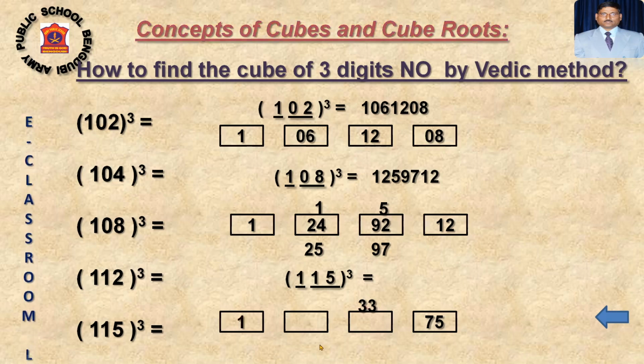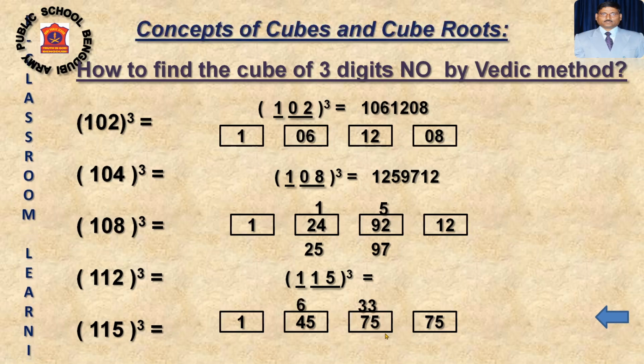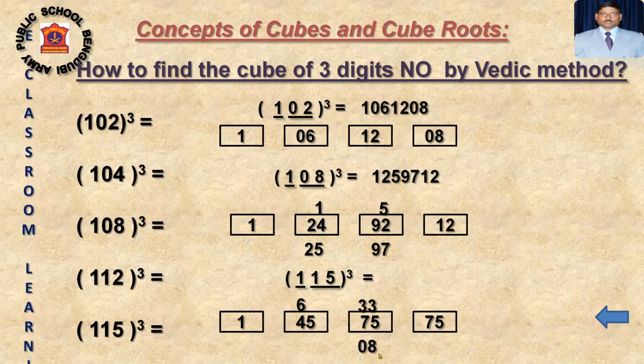1 cube is 1. Now 1 square multiplied by 15, that means 15. 15 multiplied by 3 is 45. Now 15 square is what? 225. 225 multiplied by 3 will be 675. So 75 will be here, 6 will be carried forward here. Now you add. After adding, what I am getting? So it is already 2 digit. Now if you add together, 75 plus 33 is 108. So 8 will be here and 1 will be carried forward again.